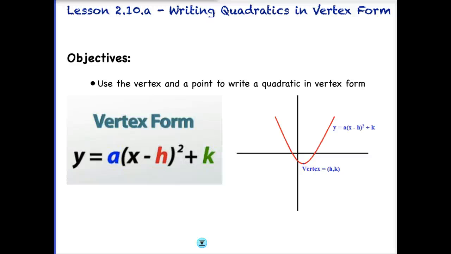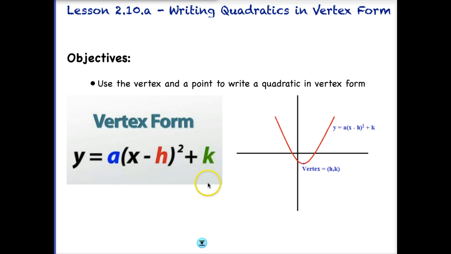Okay, welcome to lesson 2.10.8. This is writing quadratics in vertex form. So our objectives are to use the vertex and a point that it passes through to write a quadratic in vertex form. So before we begin, let's review.